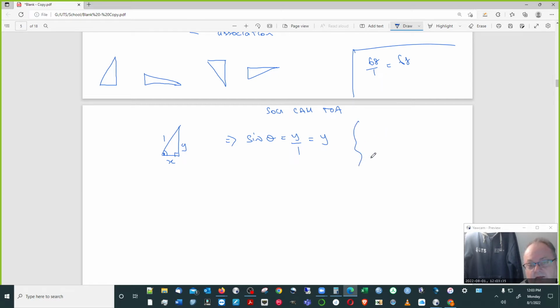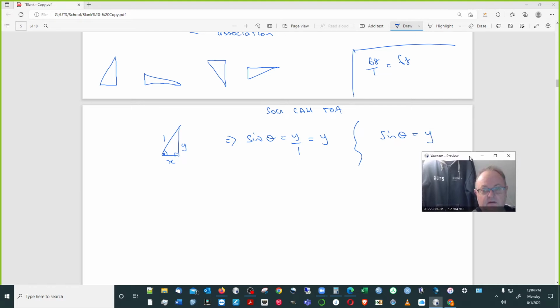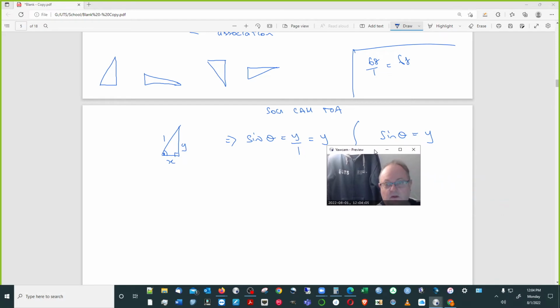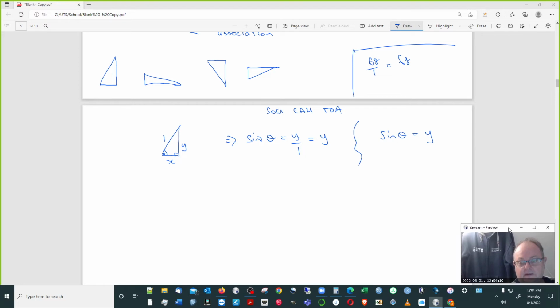Let's just split that out. Sine theta. Okay. Let me do it this way. What's another name for sine theta? What's another name for sine theta, people? Y. What's another name for y, people? Sine theta. Okay, so that's your association.